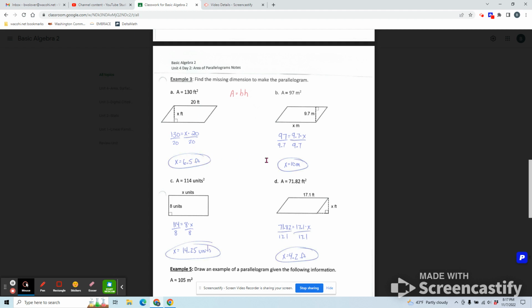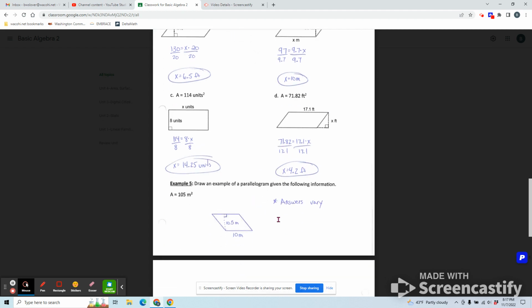Notice my label on all of these have no power because they're all a length. I'm finding the length of this side. I'm finding the height of this. Finding the length of this. I'm finding the height of this. There's no square units in our labels here.